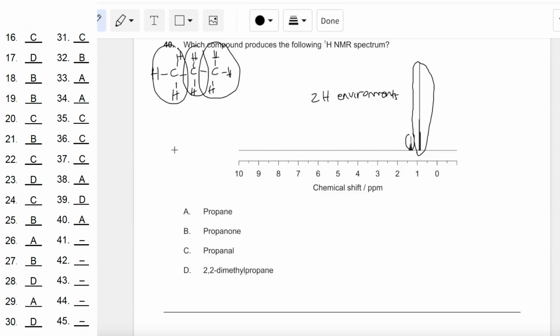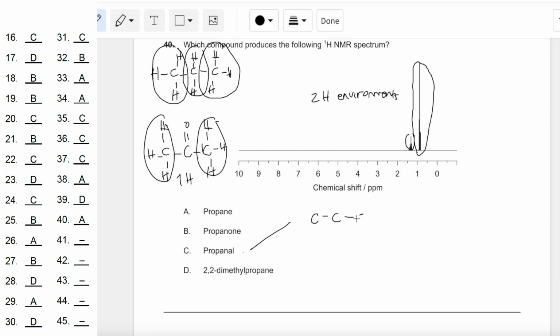What about propanone? Propanone is 1 H environment, because the CH3 here and this one are also the same. So 1 H environment. Propanol will be 1, 2, and 3 H environments.